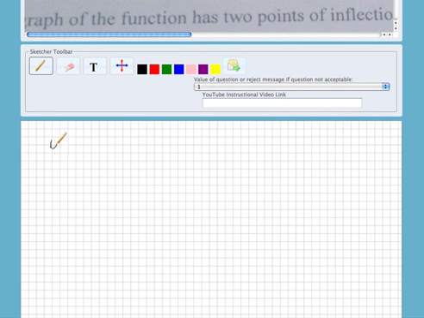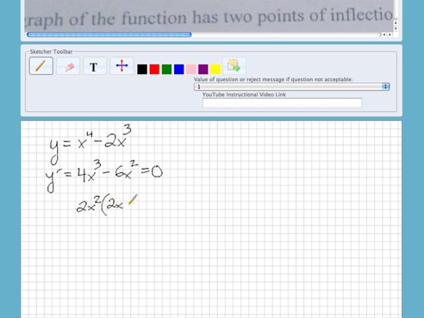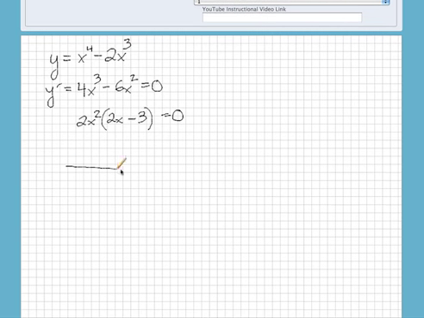We have y equals x to the fourth minus 2x cubed. So we need to find out about the relative extrema and the points of inflection. For relative extrema, we take the derivative, and then we set it equal to 0. Find our critical values. So I'm going to take out 2x squared. We get 2x minus 3. Okay, so our critical values are 0 and 3 halves.